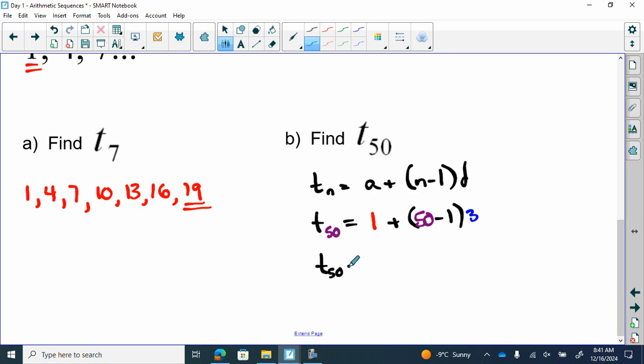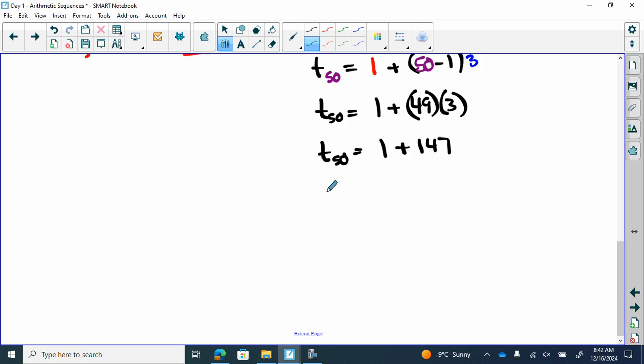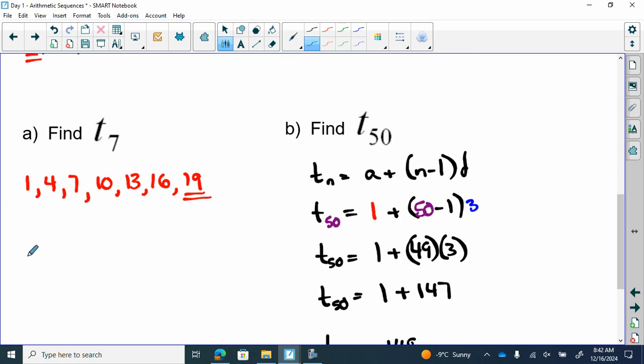The 50th term is going to be 1 plus 49 times 3. Anyone know what 49 times 3 is? Good job. What's 1 plus 147? 148. Now, I would argue that I could do that formula quicker than I could writing 50 terms in. Agreed? The 50th term is 148. Just know that if I did the same thing over here, if I use the formula with this one, I should still get 19 for an answer.